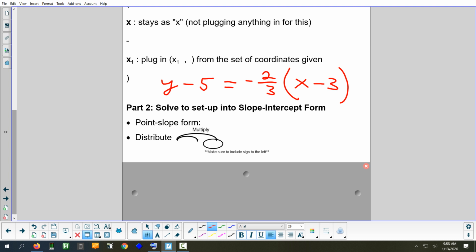So the first step to get it into slope intercept form is to distribute whatever number is in front of the parentheses. We'll go through the steps and then we'll do it. If we need a calculator because of the fraction, we can use our calculator. So distribute the negative 2/3.